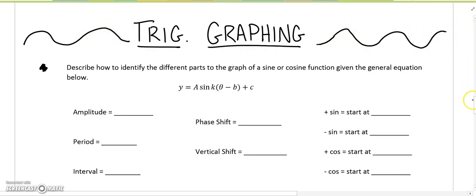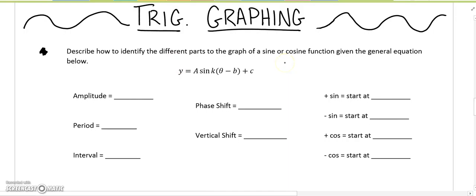Describe how to identify the different parts to the graph of a sine or cosine function given the general equation below. So this equation here is just generic, no numbers, just letters, to help us remember how to get each piece. So amplitude, remember, amplitude is how far up and down from the middle, or from the midline, we go. So it's how far up and down from the midline. And to get that, you take the absolute value of A. A is right here. Take the absolute value of it. It's always positive.